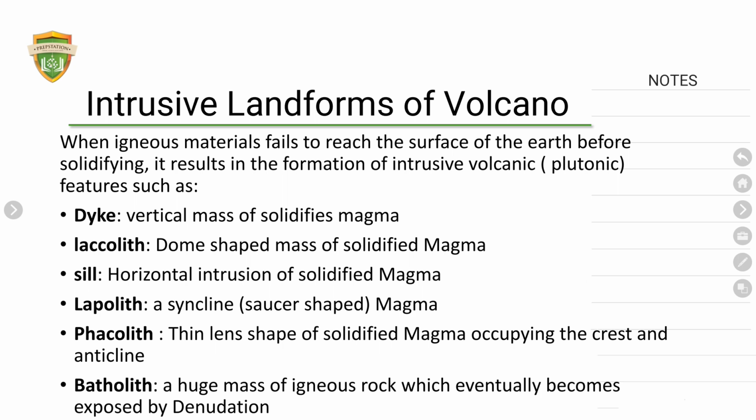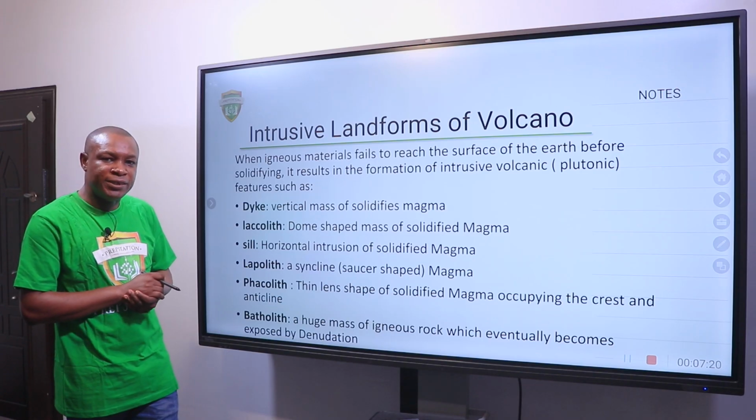We have lopolith, which is a syncline or saucer-shaped magma. We have the phacolith, like a lens shape of magma, occupying the crest and anticline of the landmass. Then we now have the batholith, which is a huge mass of igneous rock, which eventually becomes exposed by denudation.